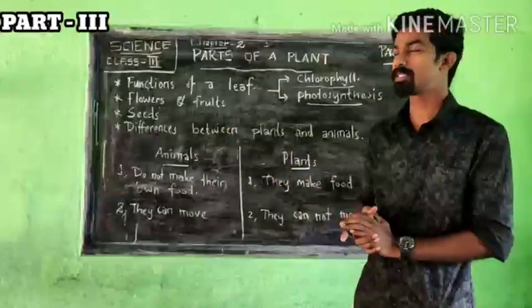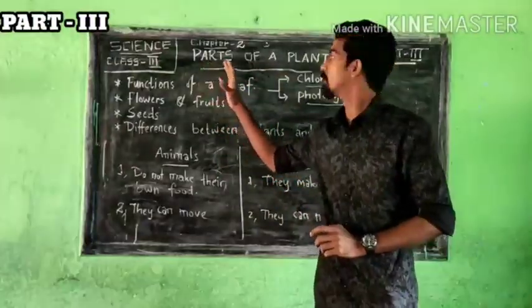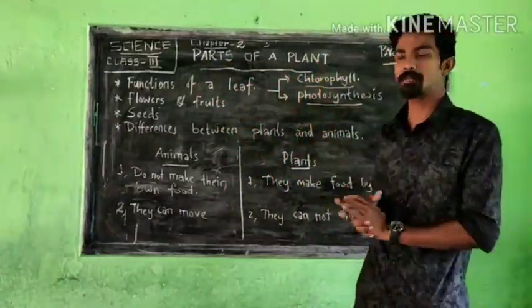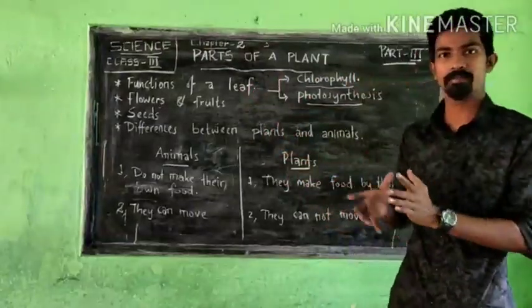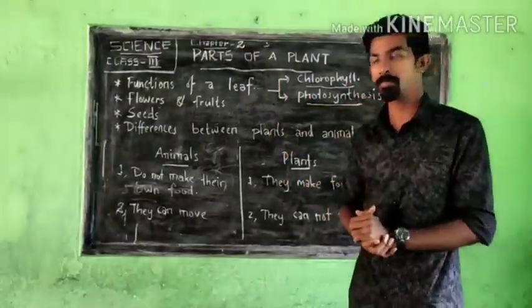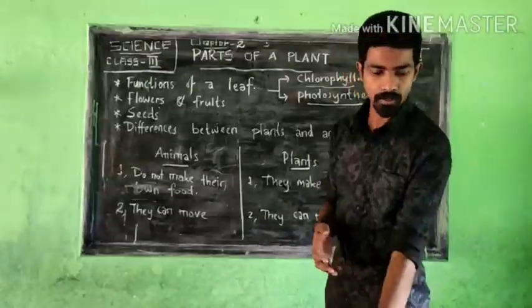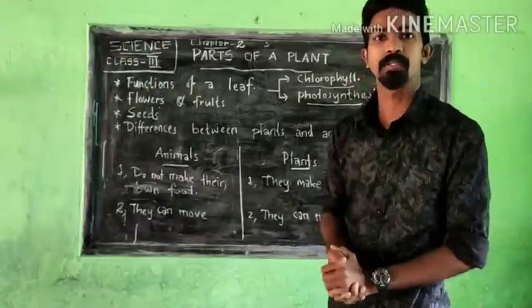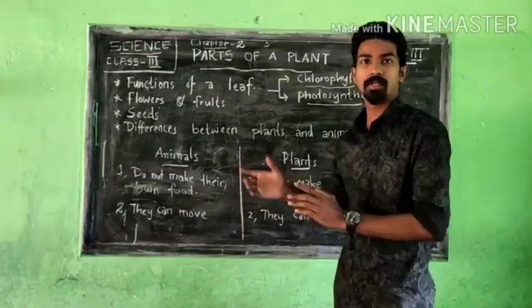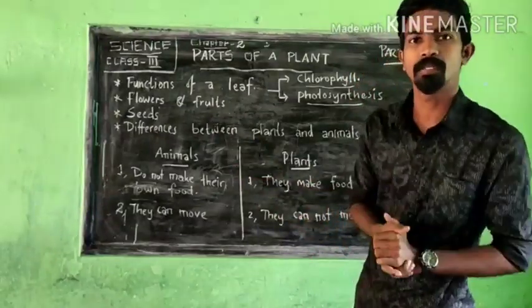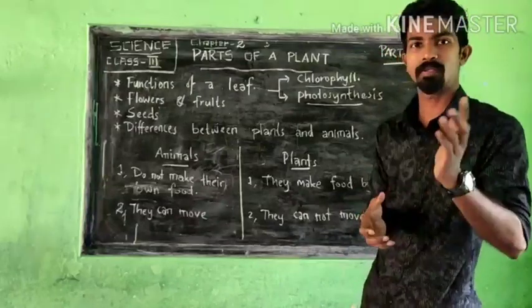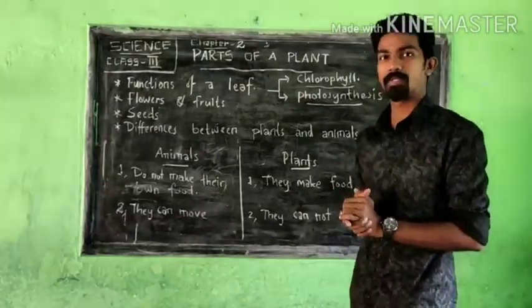Today we are going to study parts of a plant, the second chapter of class 3. Already we posted 2 videos of the same chapter and this is the last video of this chapter. We already discussed in this chapter the root system and the shoot system, and now the remaining parts of a leaf, that was the last thing we discussed.